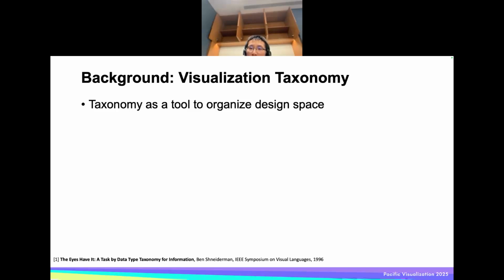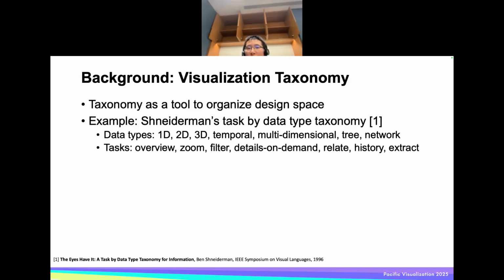To gain an overview of the historical viz collection and understand what designs have been used, we will resort to taxonomy as a tool for answering this question. Taxonomy has long been used in the viz community for organizing the design space, and famous examples include Shneiderman's task by data type taxonomy that categorized InfoVis by data types such as temporal and multidimensional, as well as by tasks such as overview and zoom.